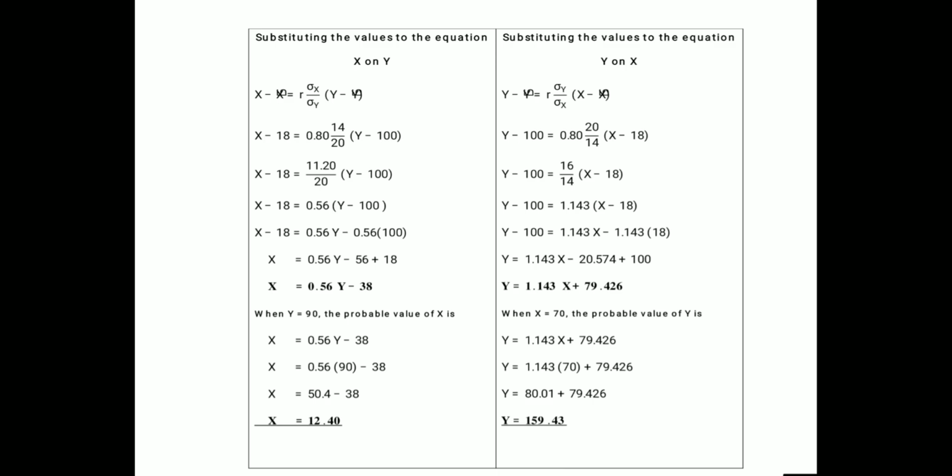When we substitute the x value into this equation, we obtain the probable value of y. Here, when x is equal to 70, substituting 70 into this equation, we obtain y is equal to 159.43. So this is about the probable value of x on y when the value of y is given, and the probable value of y on x when the value of x is given.